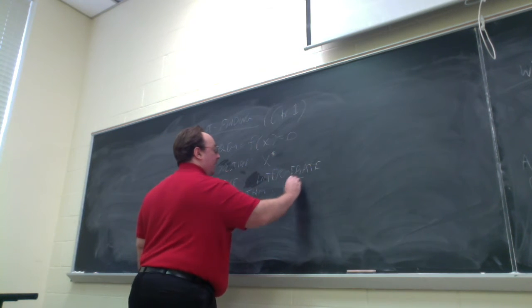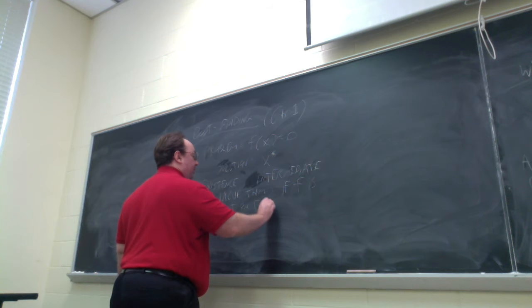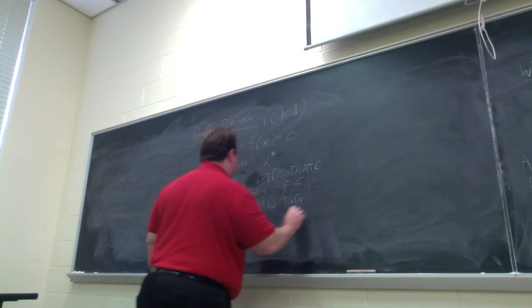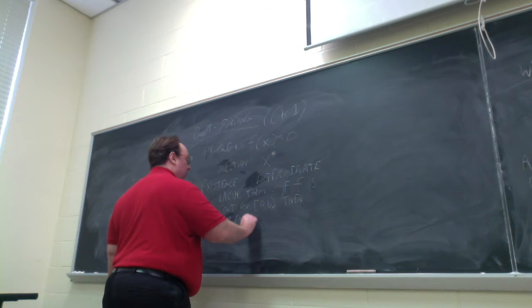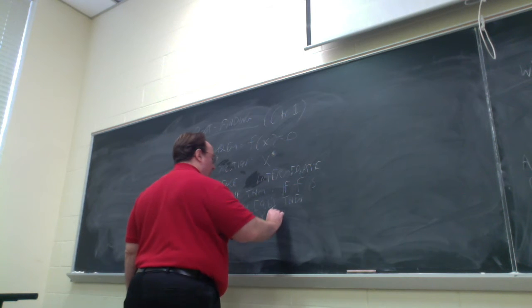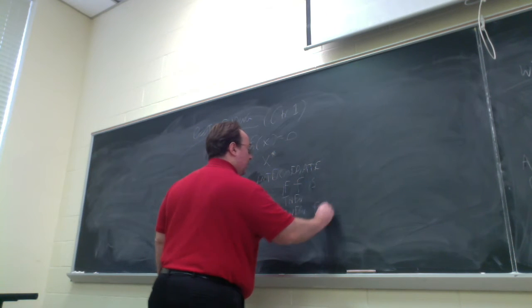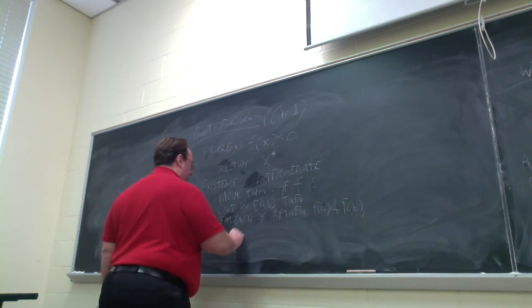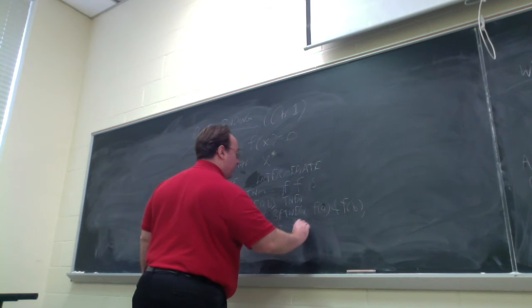Which says that if your function f is continuous on a closed interval [a, b], then for each value y that lies between f(a) and f(b), there exists some value c in the interval [a, b] such that f(c) is equal to y.